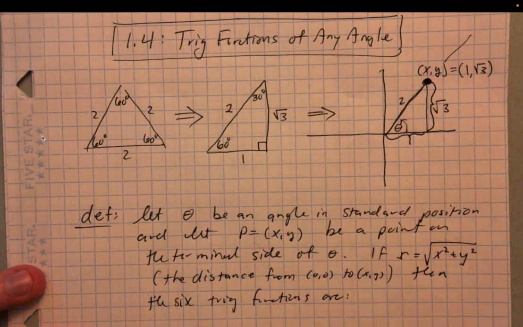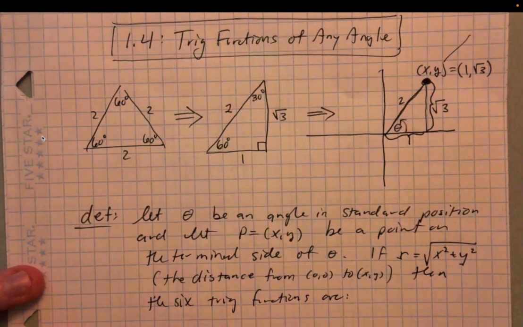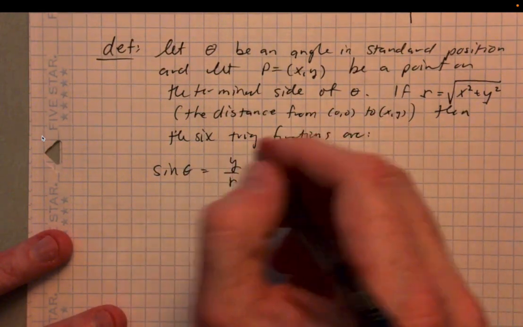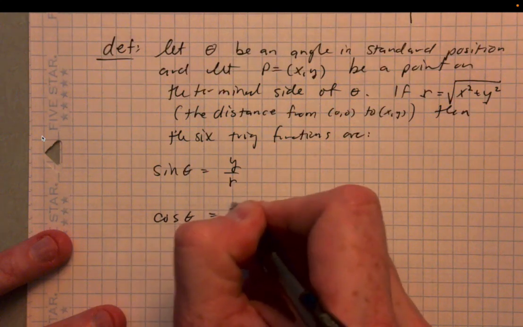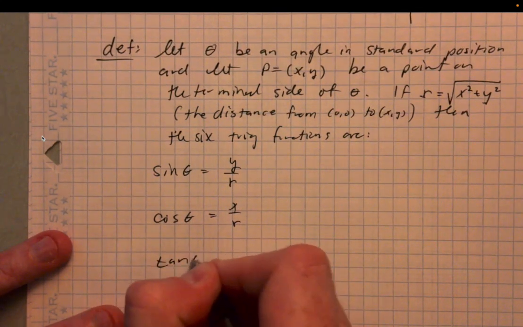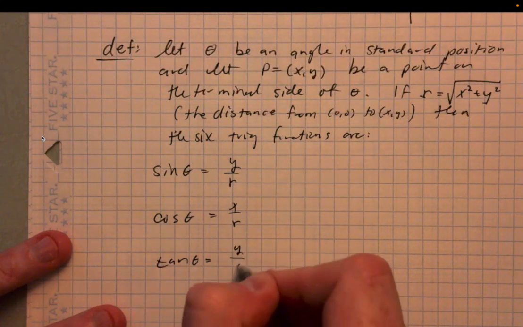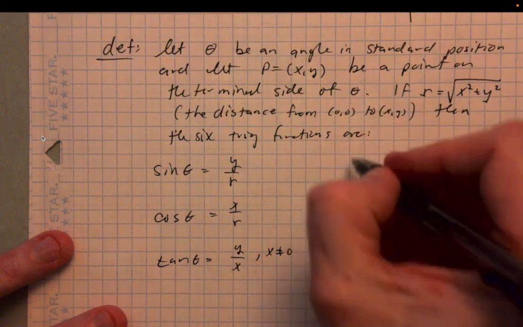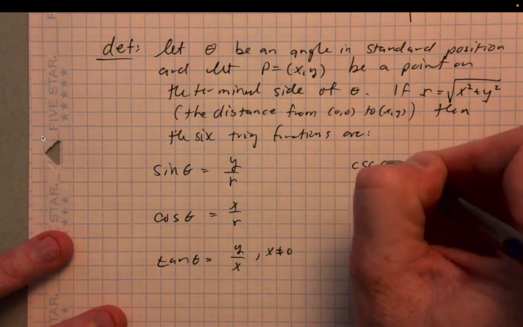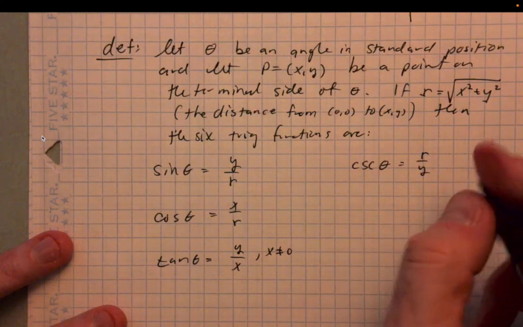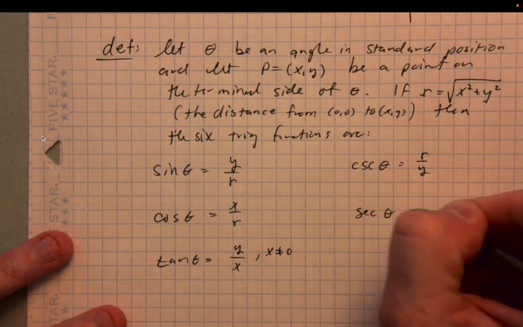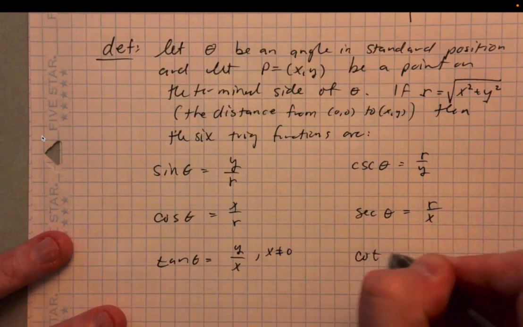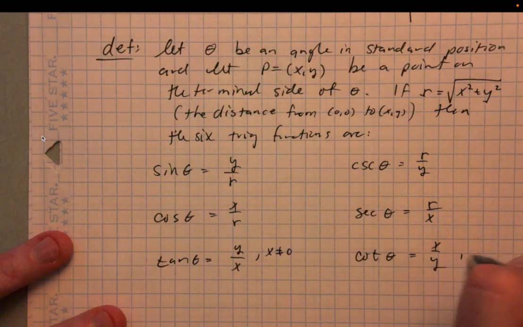The sine of theta is equal to y over r. The cosine of theta is equal to x over r. The tangent of theta is equal to y over x, of course, where x is not equal to 0. And then the other 3 are the reverse. The cosecant of theta is r over y. The secant of theta is r over x. And the cotangent of theta is x over y, of course, where y is non-zero.